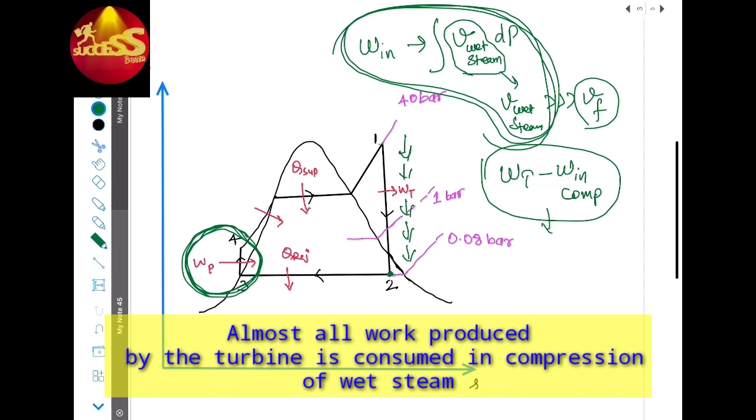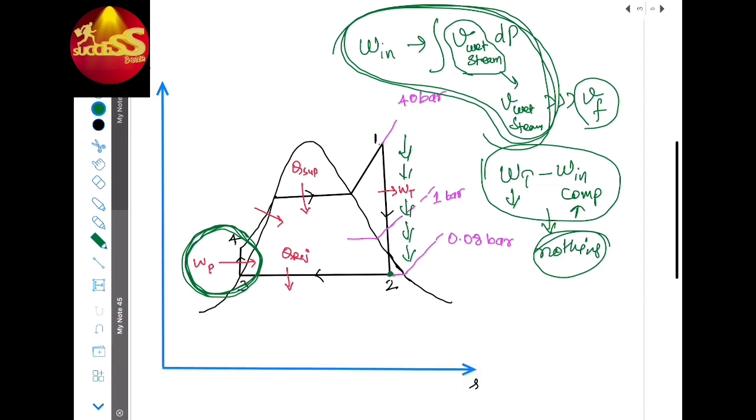after this we will get nothing, because whatever the expansion from the turbine we already put into the compressor. So why are we running the plant if we are getting nothing? This is completely waste. So this idea is also dropped.